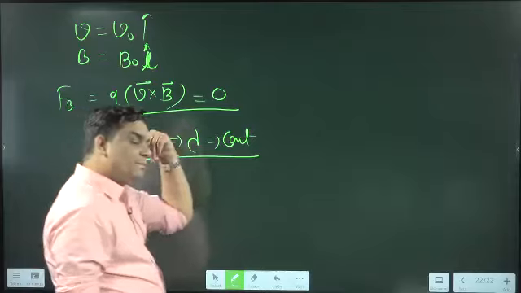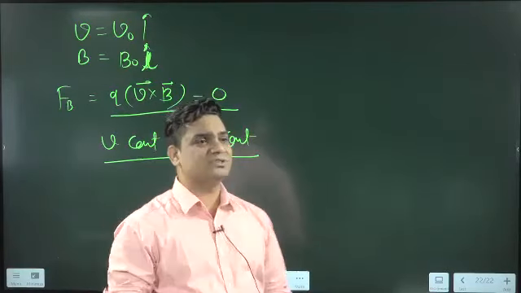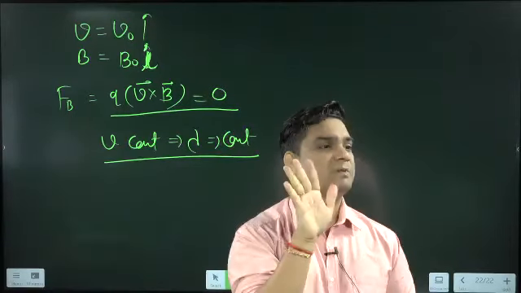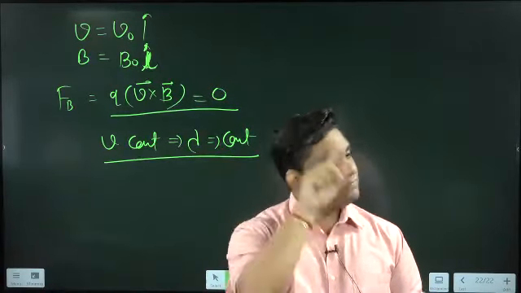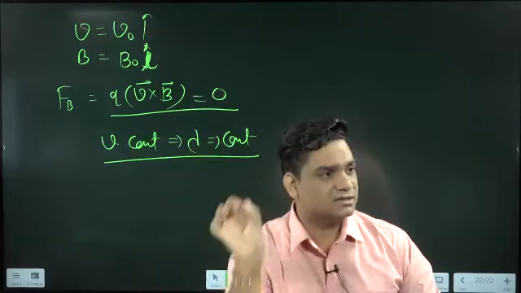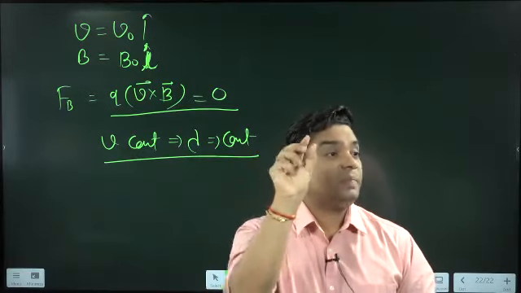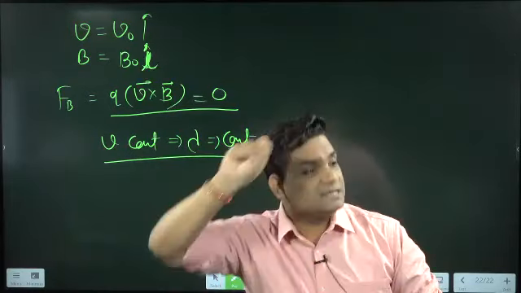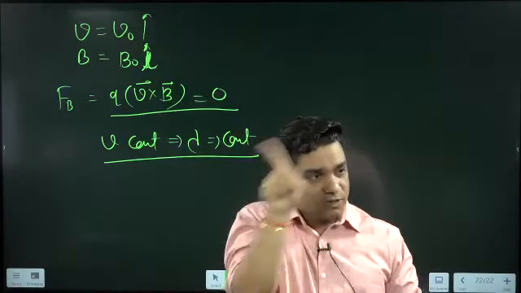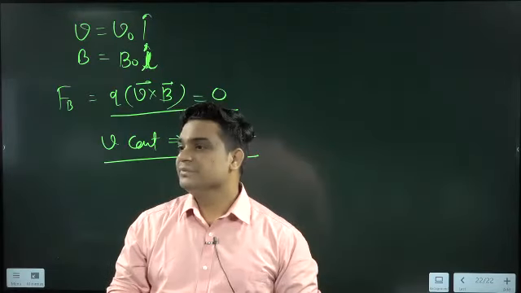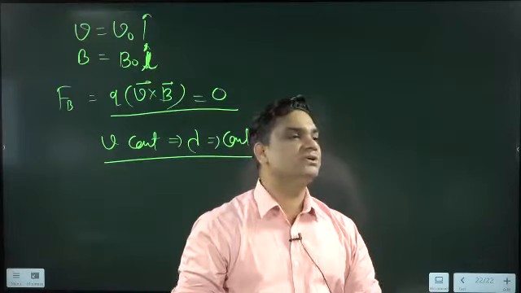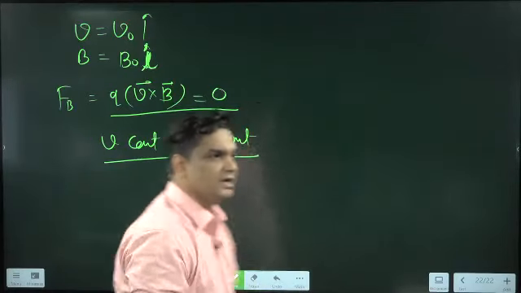If it is perpendicular also, because of the perpendicular force, it moves on the circular path. It moves on the circular path because of the perpendicular normal force. In that case also, your lambda will not change, because that force is responsible for changing the direction of the velocity, not its magnitude. It just moves on the circular path. In that case, your radius is always equal to how much? Radius equals MV by QB.